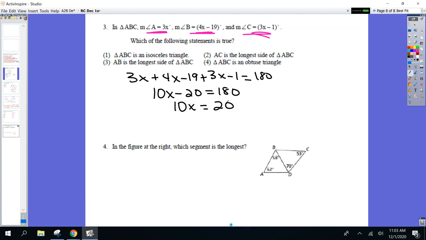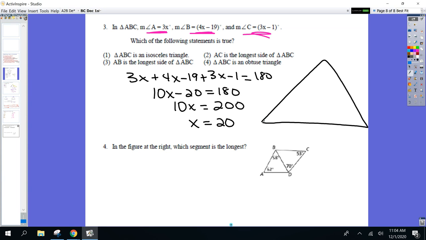200. Divide both sides by 10. Looks like x will be 20. All right, you and I both right now, let's take 20, plug it back in, and see what type of angles I get for ABC. All right, here we go.